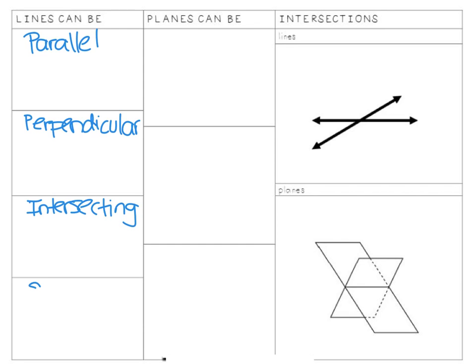Or they could be skew. You might need some different colors for this worksheet in order to fill in all of this information. It's easier to see when it's written in different colors, but that's up to you. Parallel lines are on the same plane, and they don't cross, they never intersect.